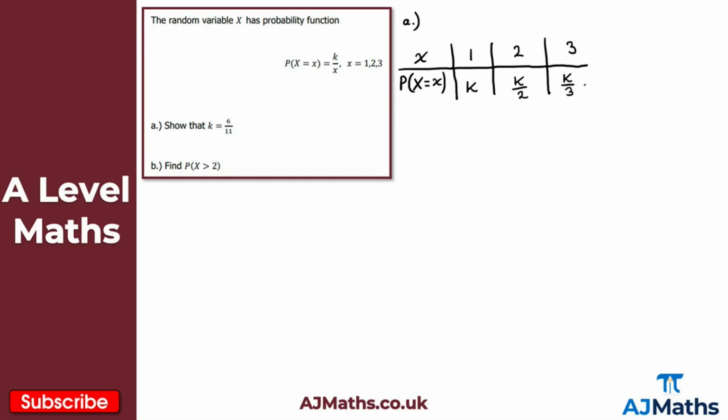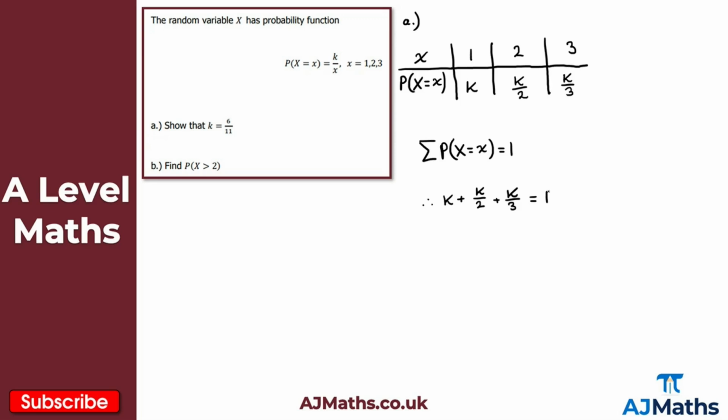Okay. So what we know here is the sum of these probabilities should be equal to 1. So k plus k over 2 plus k over 3 is equal to 1. We write that down here: k plus k over 2 plus k over 3, and that's equal to 1.